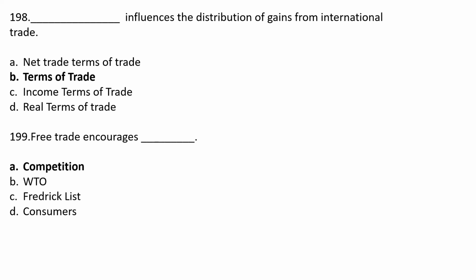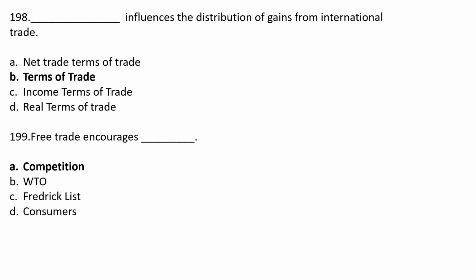Dash influences the distribution of gains from international trade. Option A, net terms of trade. Option B, terms of trade. Option C, income terms of trade. Option D, real terms of trade. The correct answer is option B, terms of trade. Terms of trade influence the distribution of gains from international trade.